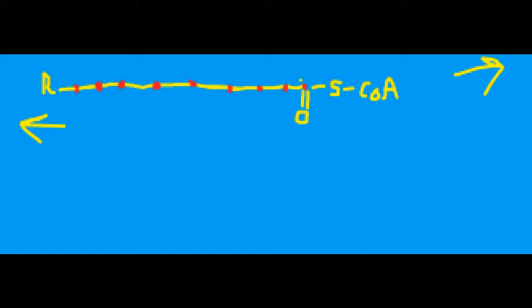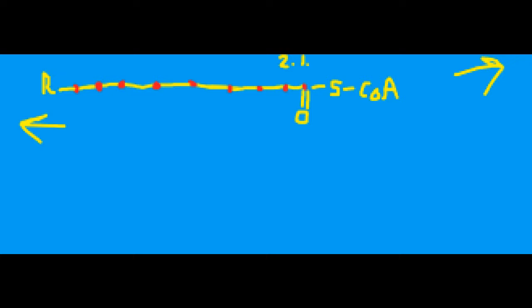Now the reason it's called beta oxidation is the point of cleavage is actually not the first carbon shown here. So that's number 1. It's number 2. It's actually at the second carbon. So obviously alpha corresponds with 1, beta corresponds with 2.